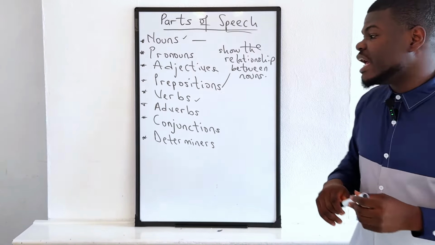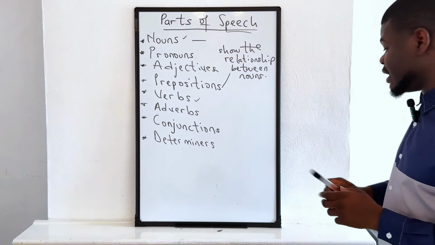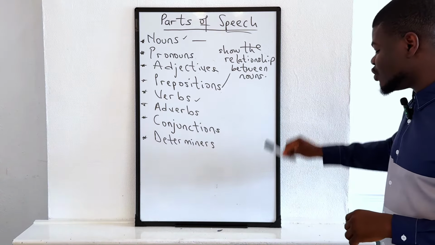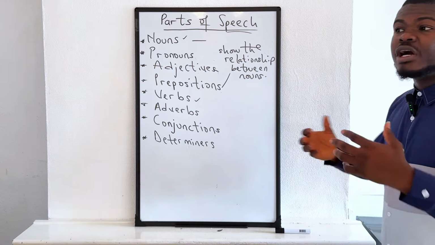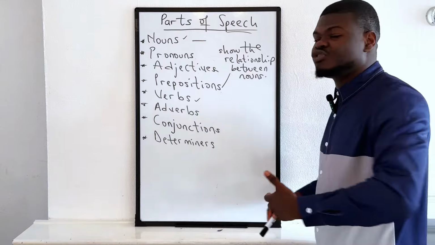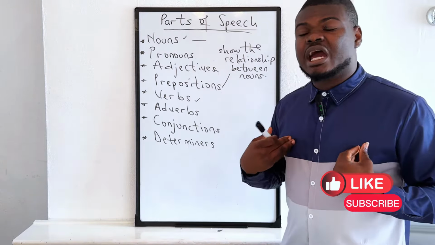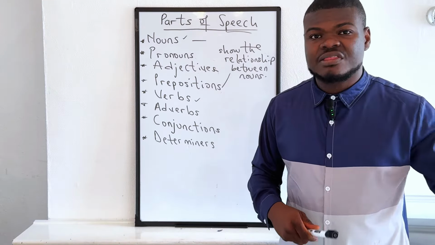For instance, the relationship between this marker that I'm holding, and let's assume this is a table, is that this marker is on this table. The relationship between me and this classroom that I'm teaching in is that I, the teacher, am in the classroom. Yeah? The relationship between my car parked outside this classroom and this classroom is that the car is outside the classroom.